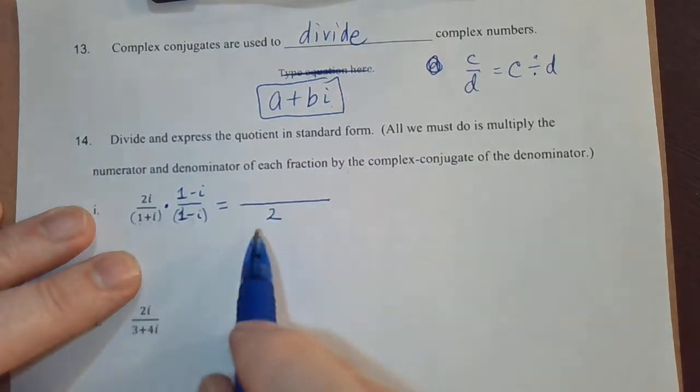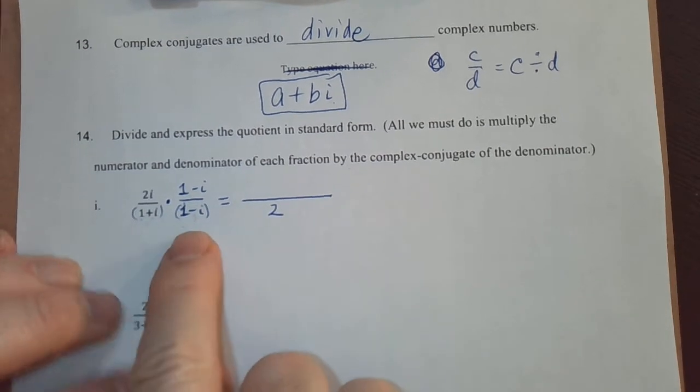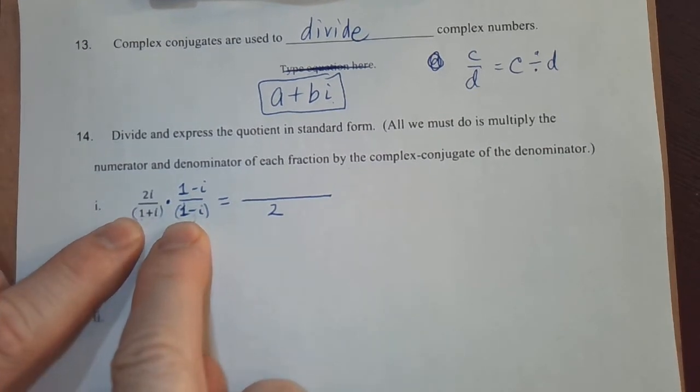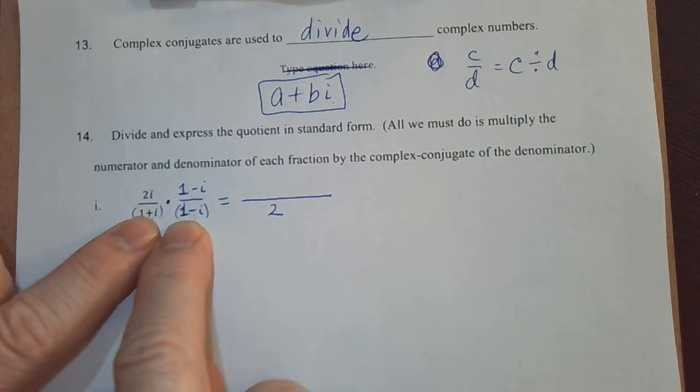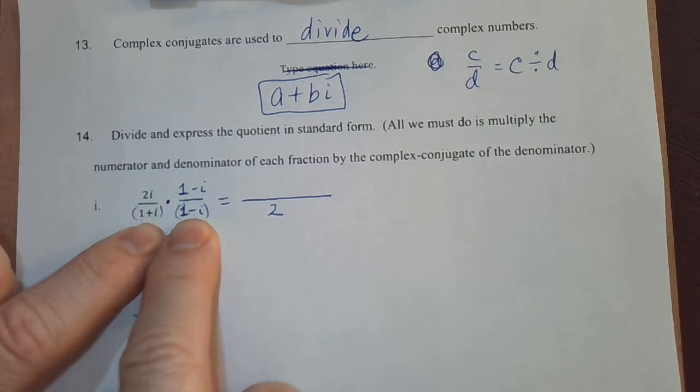I'll let you, if you forgot that, go ahead and FOIL this out, and you'll see that you get 1 times 1 for the first, outer and inner cancel out, and then for the last you get negative i squared, which is negative 1. Negative 1 times negative 1 is a positive 1.